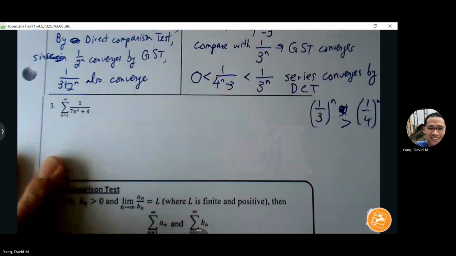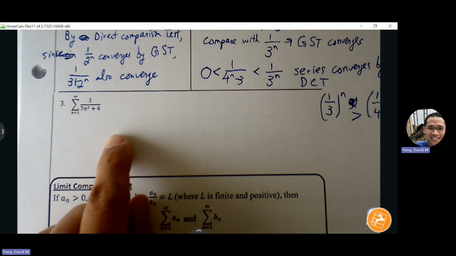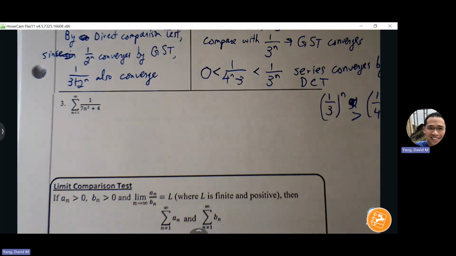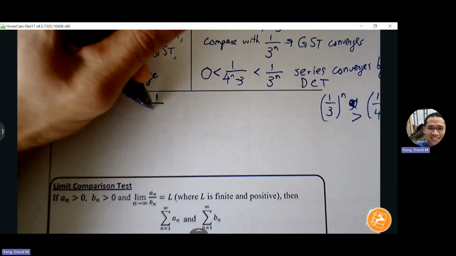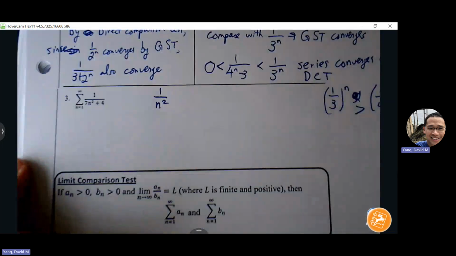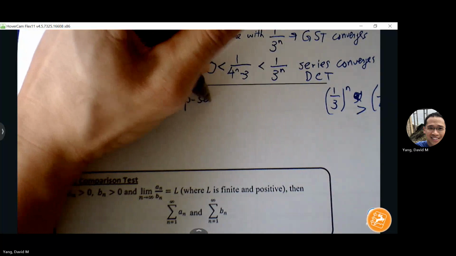All right, number 3. 1/(7n² + 4). This doesn't fit exactly into a p-series, but if we strip away those things around it, this is basically coming from which family here? This is related to 1/n², right? And what do you know about 1/n²? Yeah, it's a p-series that converges.